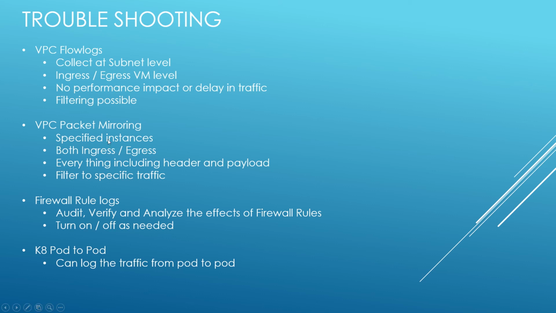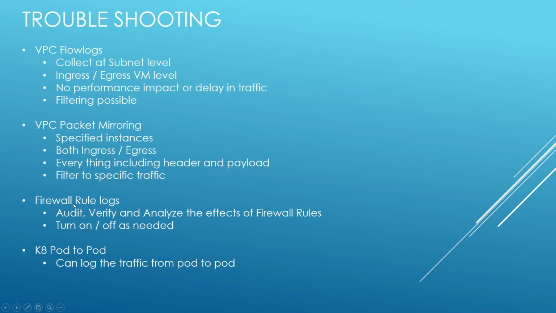The next one is VPC packet mirroring. This is similar to a router span port. You can track all the traffic including header and payload and send it to a destination. You can limit it to the specified instances. You can include both ingress and egress. And also you can filter the traffic.